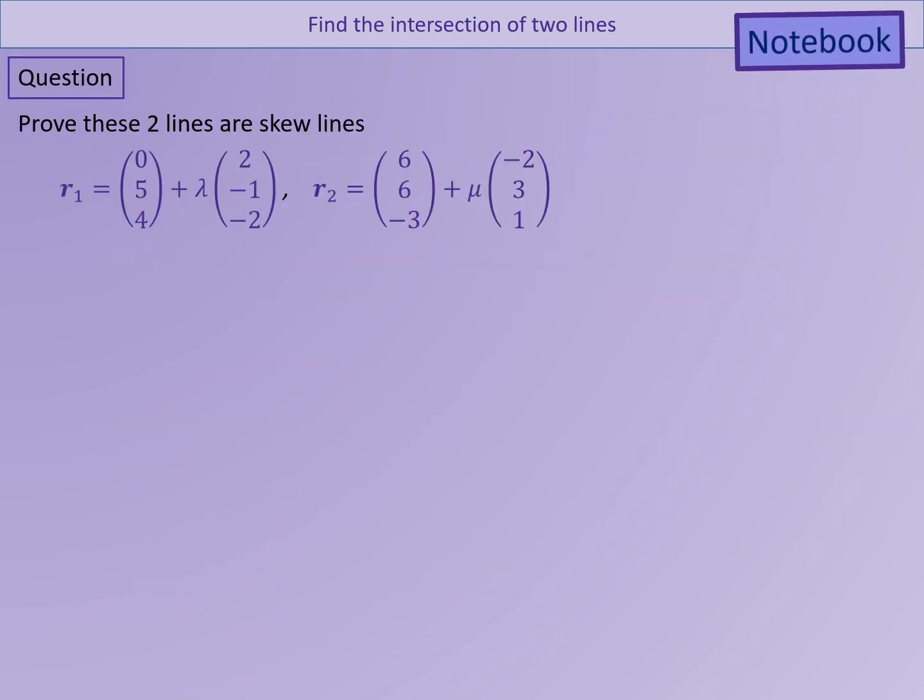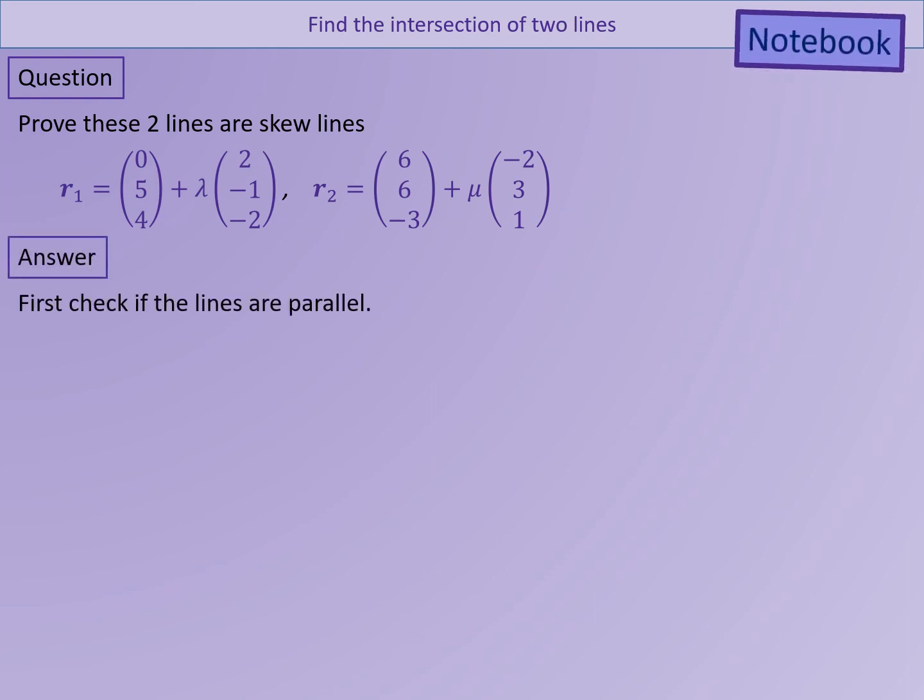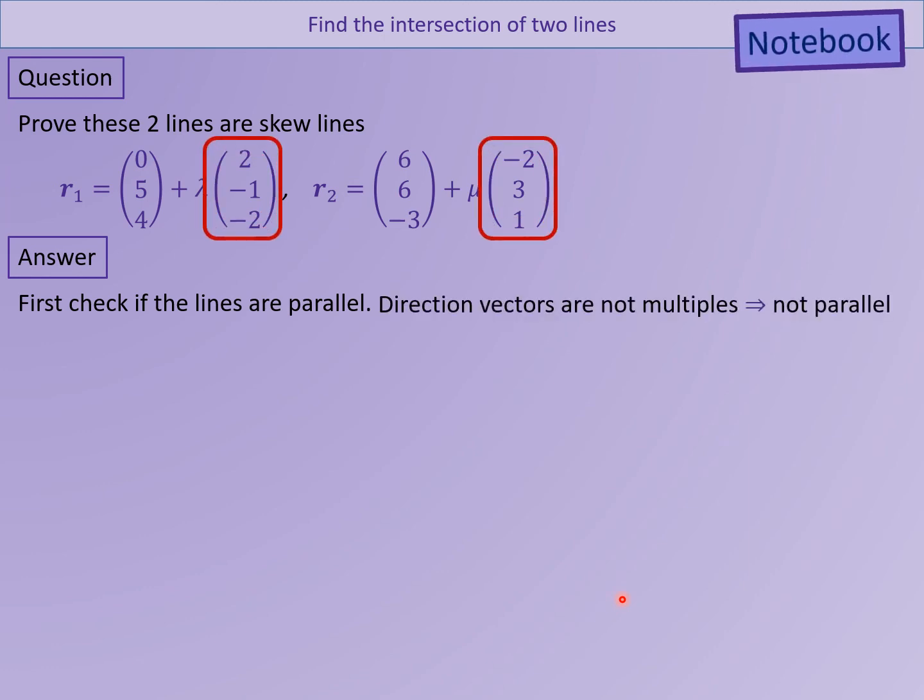We're going to prove that these two lines are skew. So the first thing we need to do is check whether the lines are parallel, because if two lines are parallel, they will not be skew. So we're going to look at the two lines' direction vectors and by inspection see whether they are scalar multiples. We can see the direction vectors are not multiples of each other, so we can conclude they're not parallel.